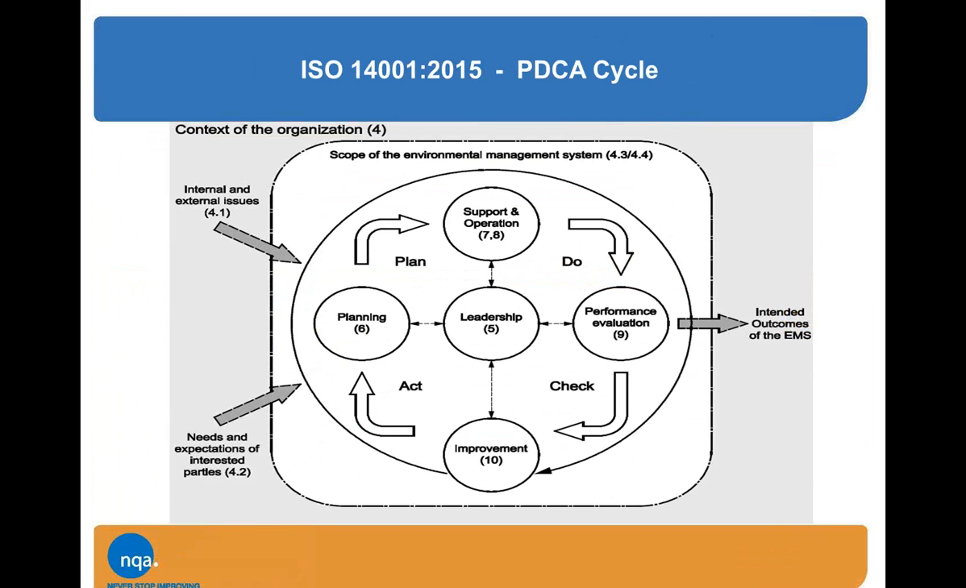All of the management standards follow what's known as the Deming cycle. If you've worked in quality management, the Deming cycle is also known as Plan, Do, Check, Act, and that is the Plan, Do, Check, Act model with the names of the clauses added onto it. So clause 4, internal and external issues, 4.1, 4.2, needs and expectations of interested parties, and so on.